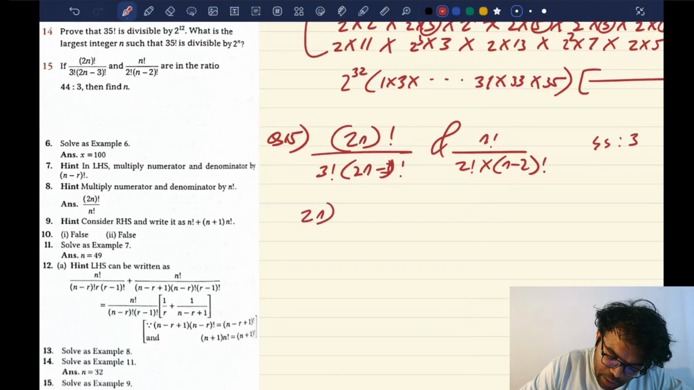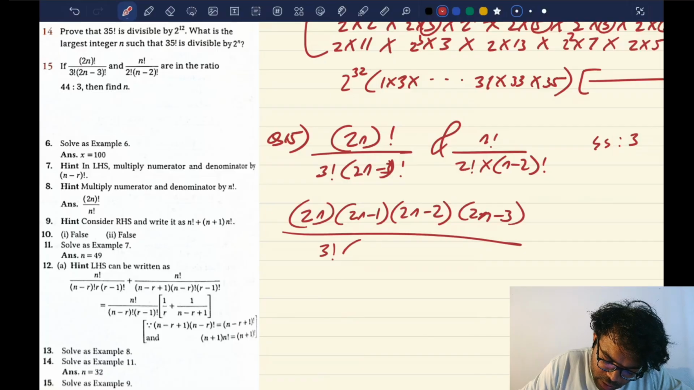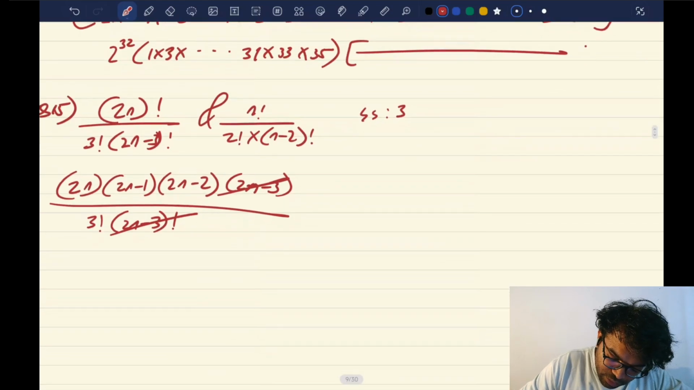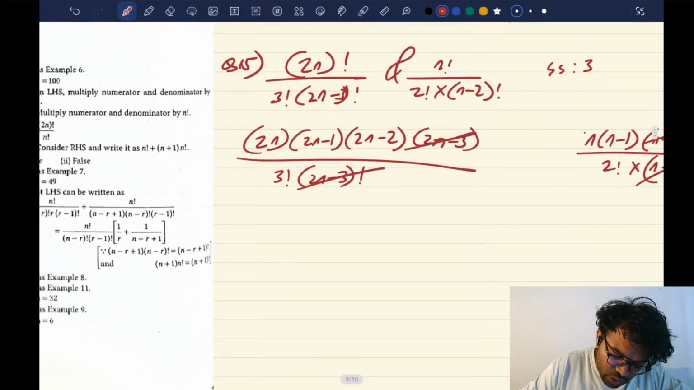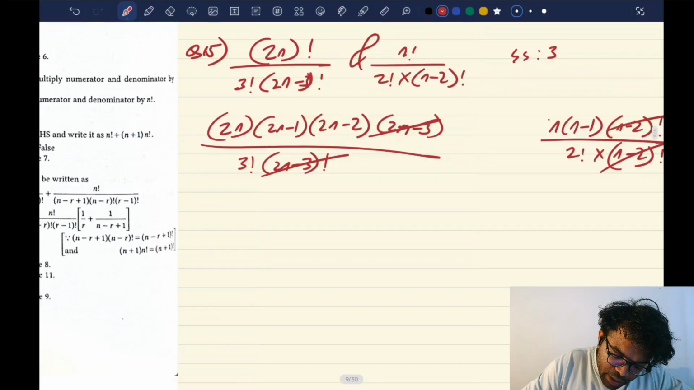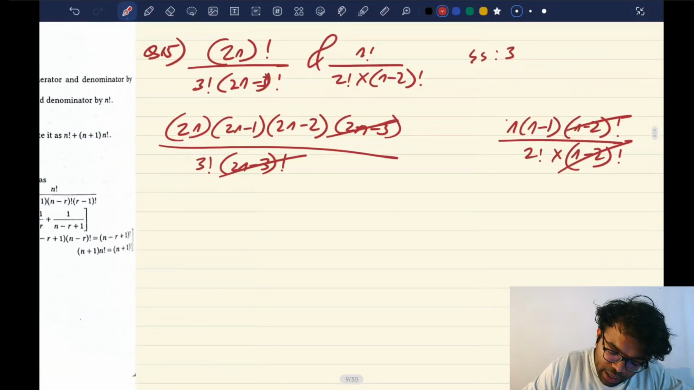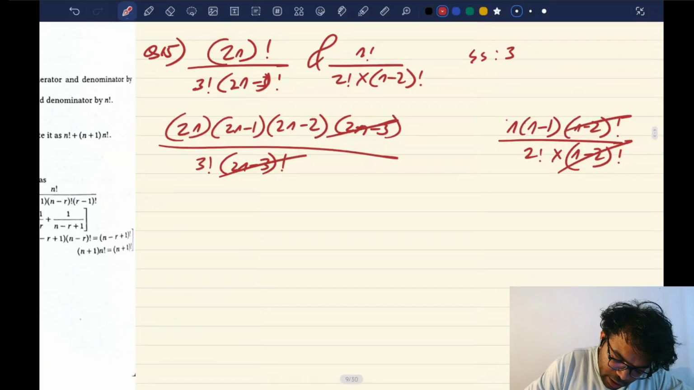2n factorial can be written as 2n into 2n minus 1 into 2n minus 2 into 2n minus 3 factorial upon 3 factorial into 2n minus 3 factorial. This and this get cut off. n factorial can be written as n into n minus 1 into n minus 2 factorial upon 2 factorial into n minus 2 factorial. This and this get cut off. Okay, so let's actually put them in the denominator.